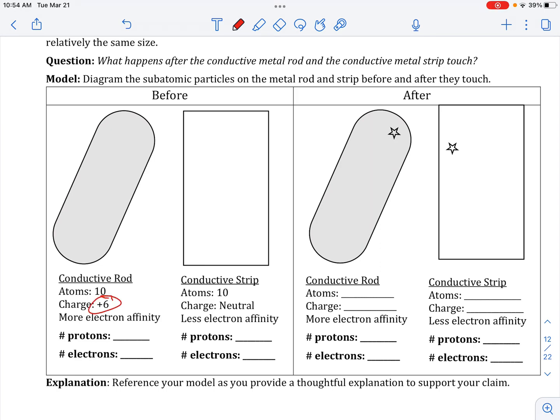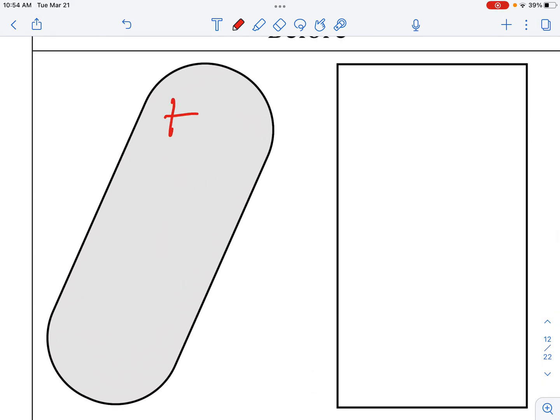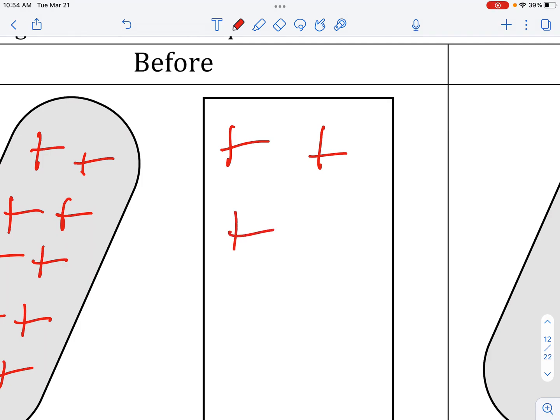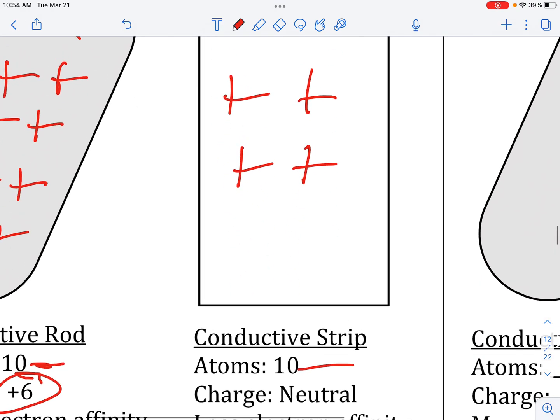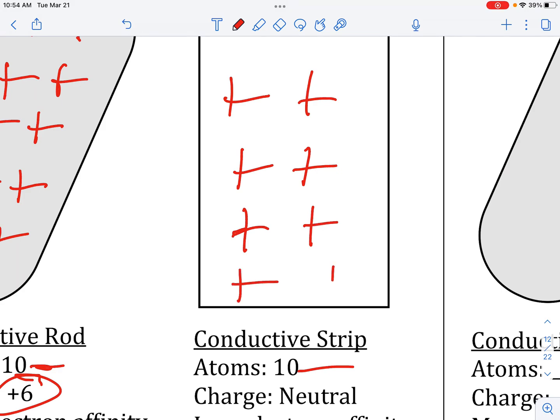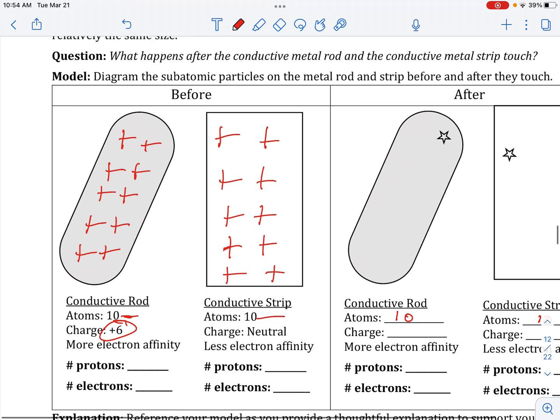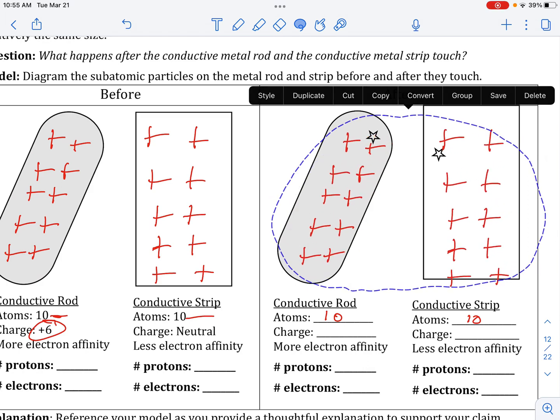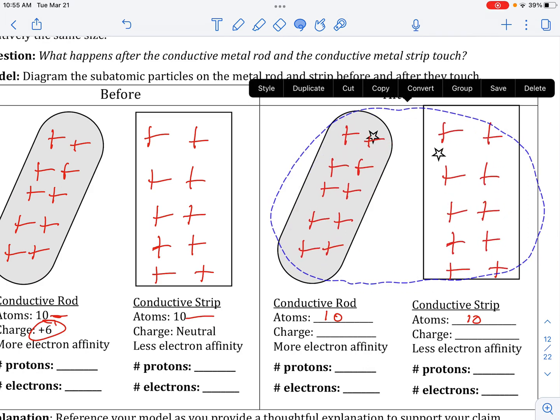So the conductive rod has a charge of positive 6. They all have 10 atoms, so we know that we are going to have 10 protons in each one. So let's just start with that. Draw our 10 protons: 1, 2, 3, 4, 5, 6, 7, 8, 9, 10. And those don't move. So let's go ahead and just copy and paste them over to the other diagram, because protons do not move. So there we go. All right, good.